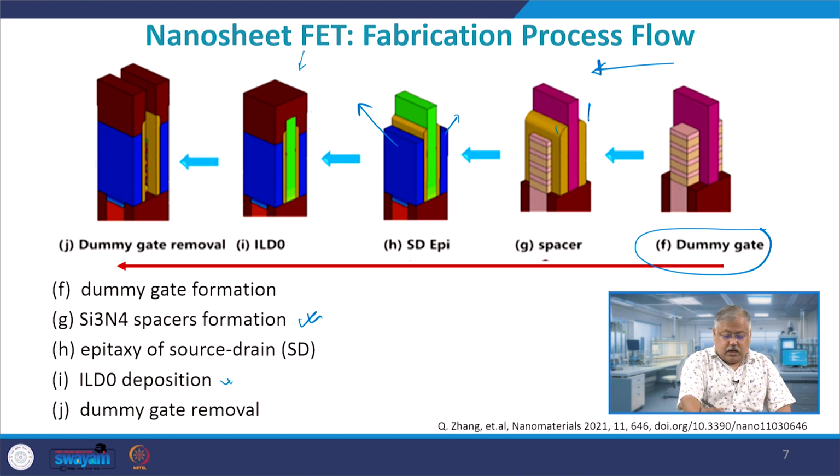I do an interface layer deposition, oxide deposition, and then once it has been done, the dummy layer is now removed. Once the dummy layer is removed, the nanosheet structure comes into the picture, right? And this fabrication process flow is almost like your conventional CMOS process flow, and that's the reason this is compatible with the CMOS process flow as accepted in the semiconductor industry.